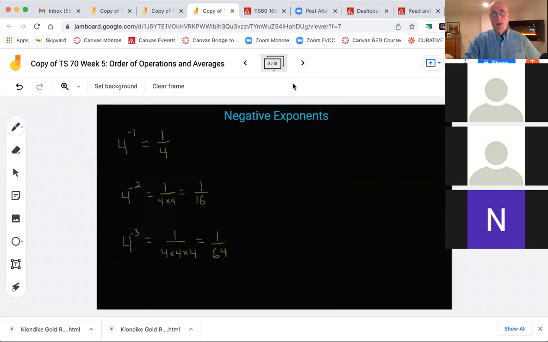Here's another concept, getting ready for algebra here. Negative exponents. Please write this concept in your notes that we're now talking about. What do you do if the exponent is negative, not the base? The exponent, the one on top, is negative. What do you do there? And in your notes, you can write my example here. Example number 1, I've got 4 to the negative 1.